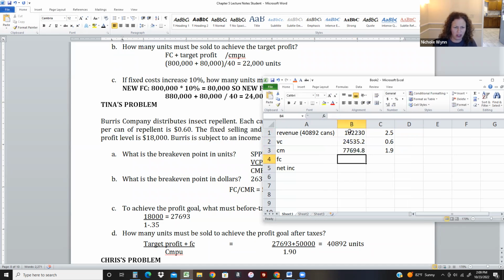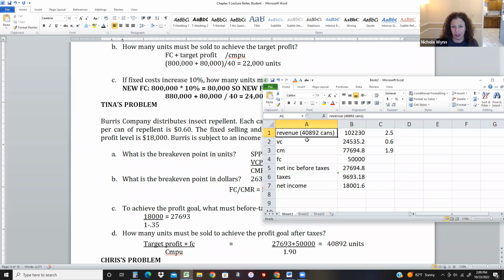And then my fixed costs are 50,000. So then I'd have that much, and then I need to pay taxes. And taxes were 35%. So then that gives me my net income. It worked. Okay, so I hit a little above 18,000.